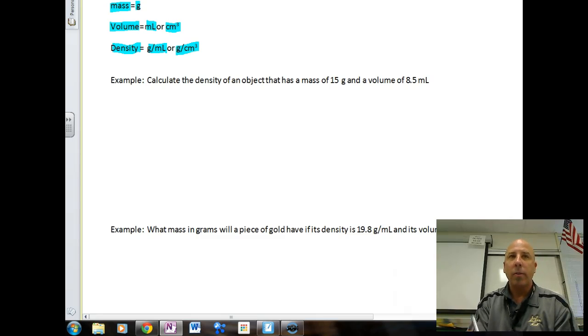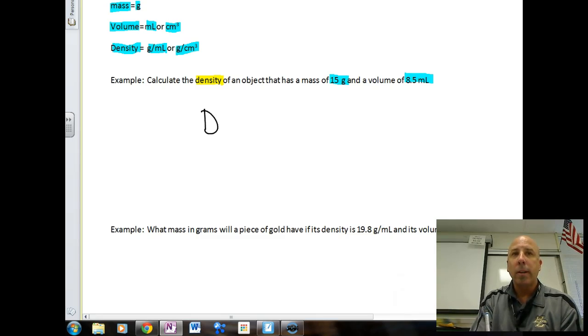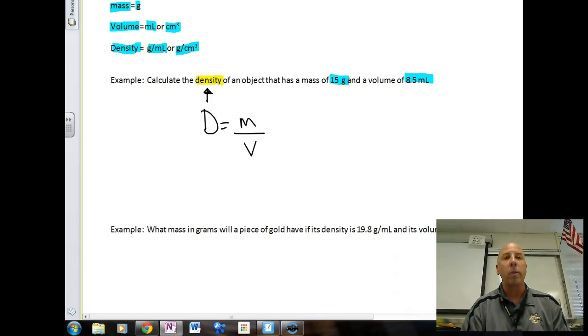So it says calculate the density. Okay, so first off, we are being asked to calculate density, and that's important to identify. Calculate the density of an object that has a mass of 15 grams. So we know its mass is 15 grams, and it has a volume of 8.5 milliliters. So those are 3 pieces of information that are very important for this problem. So we're going to use the formula for density, D equals M over V, and because we are being asked to solve for density, we don't need to manipulate this equation whatsoever.